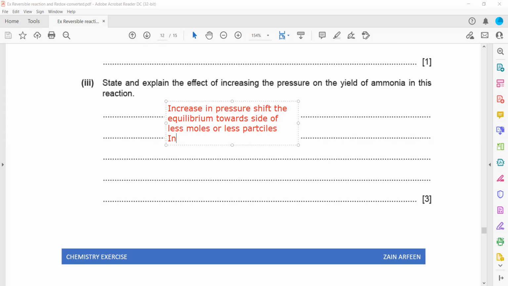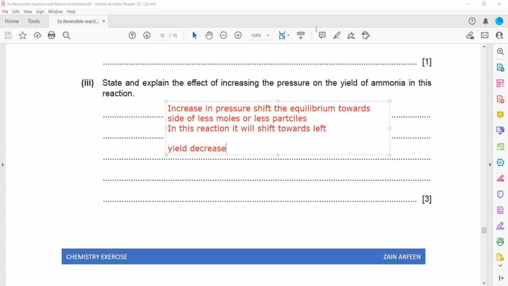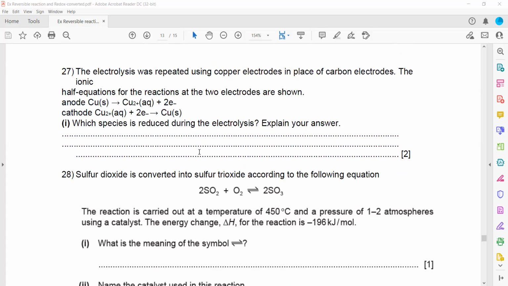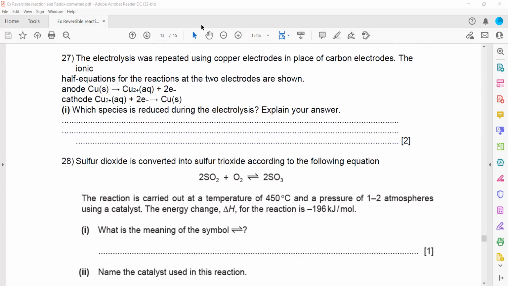In this reaction, it will shift towards the left hand side. And as it shifts towards the left hand side, the yield will decrease. Whenever equilibrium shifts left, the yield or the amount of product decreases. When equilibrium shifts towards the right, the yield or the amount of product will increase.